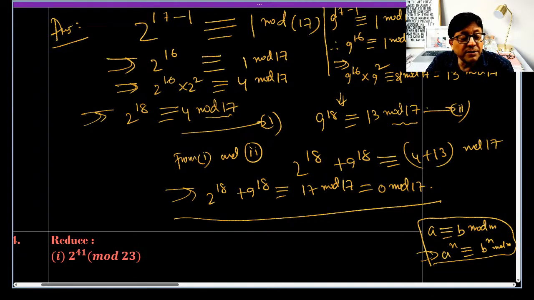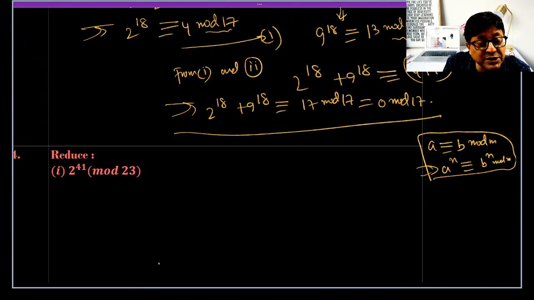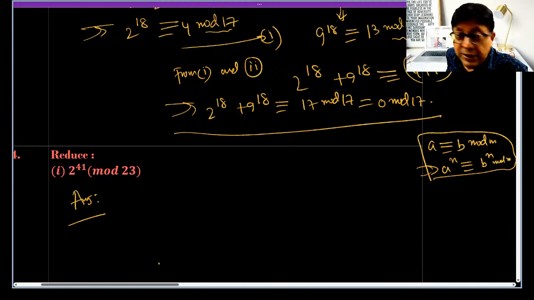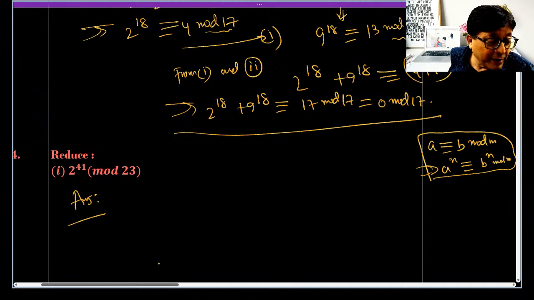Let's see this sum. How do you do 2 to the power 41 mod 23? It's up to you how you do it, but I am going to show you the easiest one. If you find an easier method, definitely share it with me on WhatsApp or in the comment box. I have to walk a few lines, a few miles before I complete the sum. So definitely I will be waiting for a good solution from you.